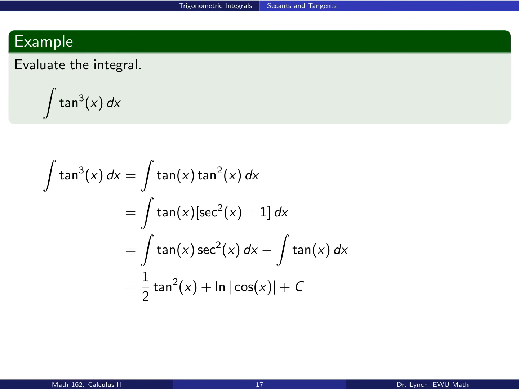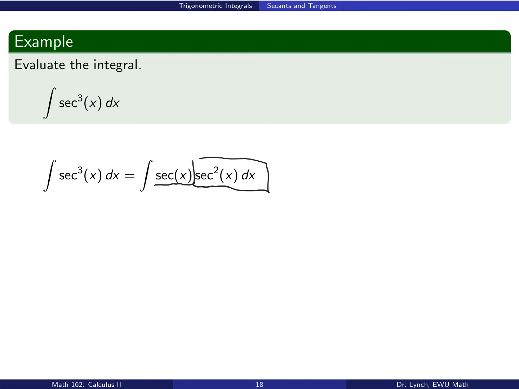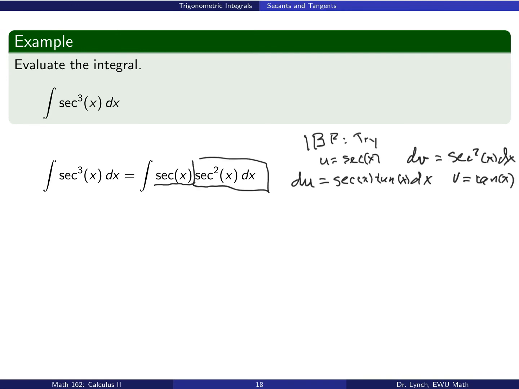Okay, let's do another one. Here's another one, the indefinite integral of secant cubed. This is a fun one that takes a little bit of work. We'll start off by writing secant cubed as secant times secant squared. Now, here's a function that we know how to differentiate, and here's a function that we know how to integrate. So that sort of suggests trying integration by parts. So here's our integration by parts substitution: u equals secant x, dv equals secant squared x dx.